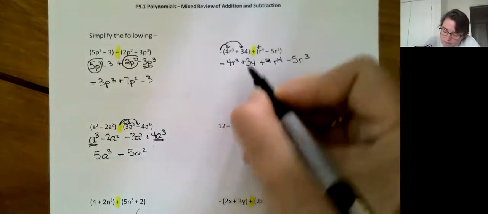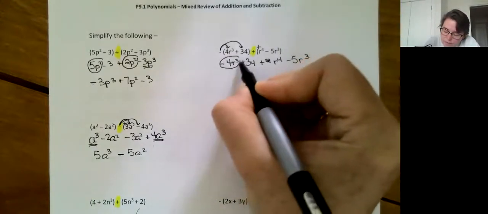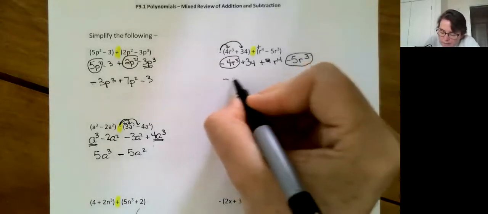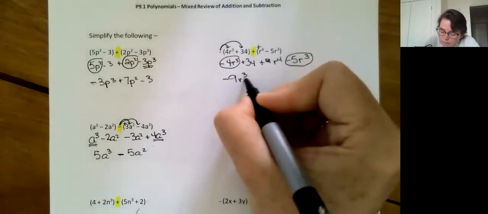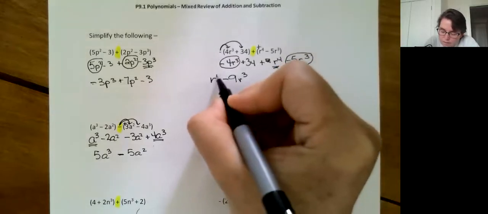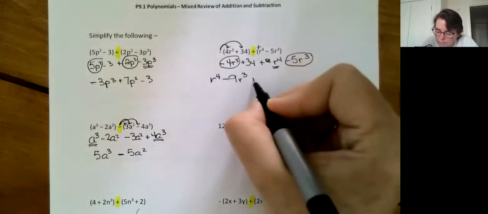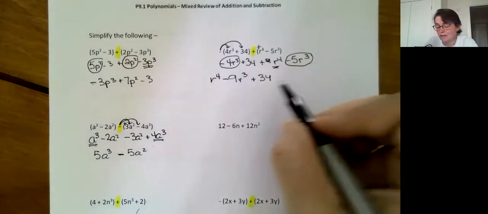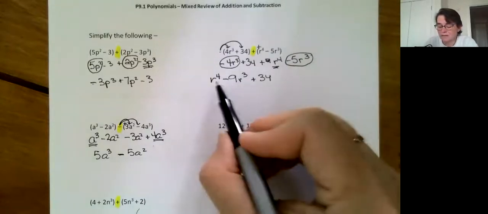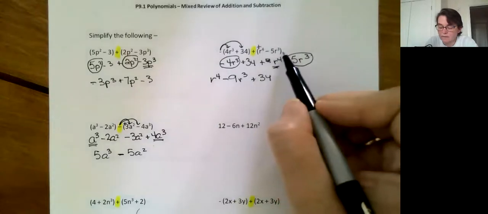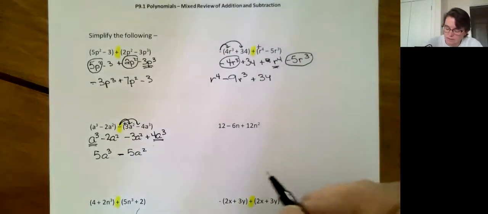So we got some r cubes. There's r cubed there. There's r cubed there. Minus 9r cubed. Whoopsies. There was an r4 there. So I'm going to put r to the 4th out front. Plus 34. As I've said in the other videos, it's just best practice to go in descending order. I've got my r4, r3s, and a 34. All right.